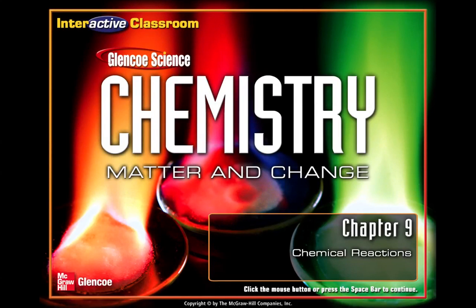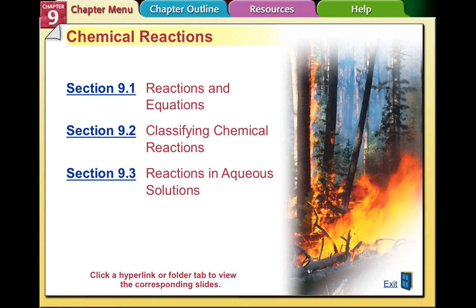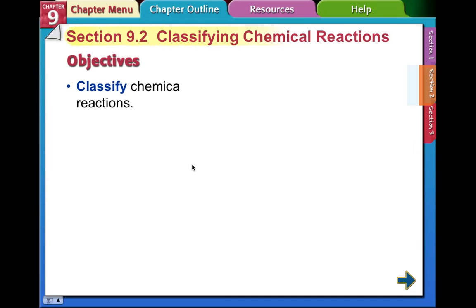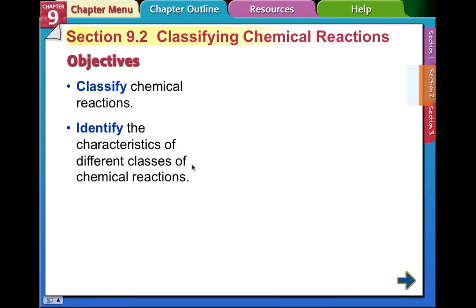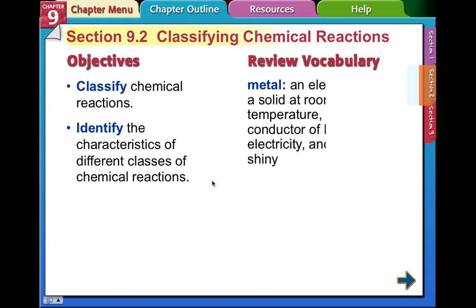Now that you guys are familiar with balancing chemical equations, it's time to learn the different types of chemical reactions. So we're going to move into section 2, classifying chemical reactions. What we need to learn from this section is how to classify the different types of chemical reactions and identify the characteristics of the different classes of chemical reactions.